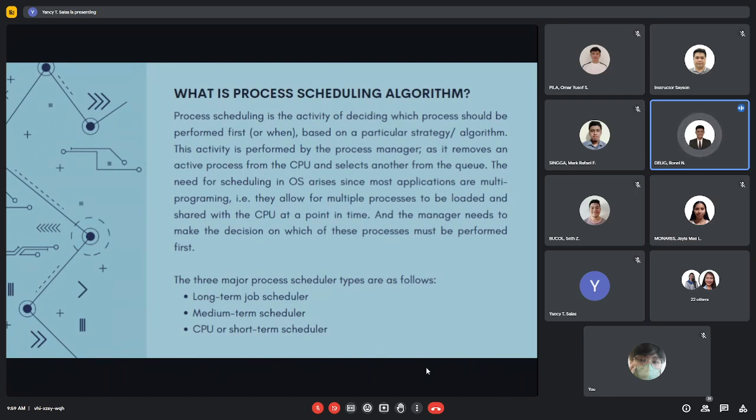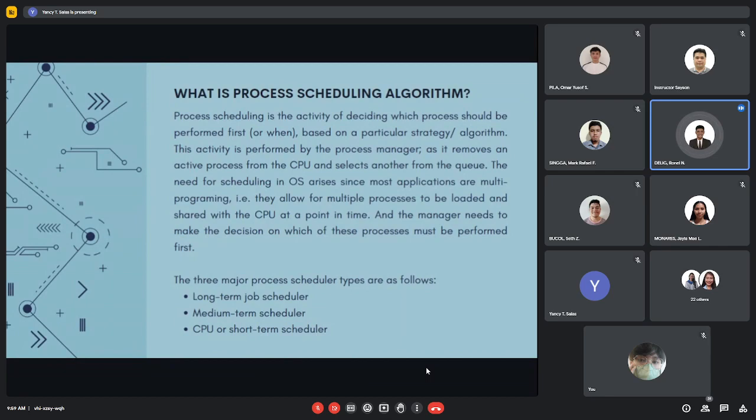And next is the medium-term scheduler. Medium-term scheduling is a part of swapping. It removes the process from the memory and it reduces the degree of multi-programming. The medium-term scheduler is in charge of handling the swapped-out processes. So this will be further explained later.